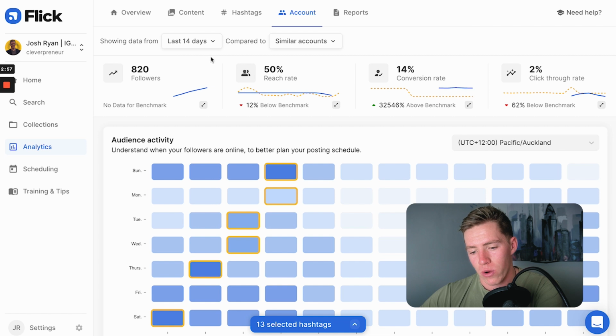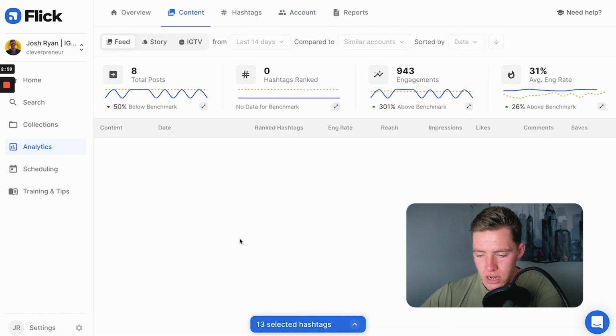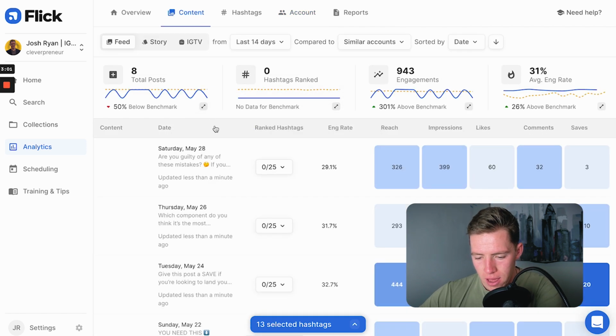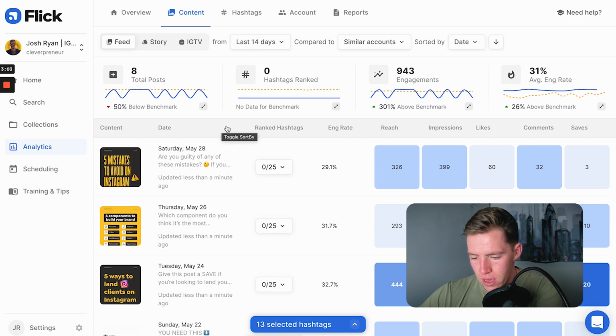Now, the second thing that I want to show you is looking at your content. One really cool stat that they've got inside of this tool is engagement rate. A lot of the time when we talk about engagement rate, we're talking about the percentage of likes to follower ratio. So if you've got 100,000 followers and you get 1,000 likes per post, that's considered 1% engagement rate.